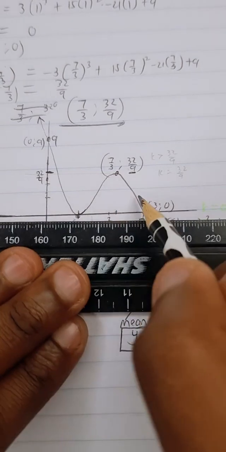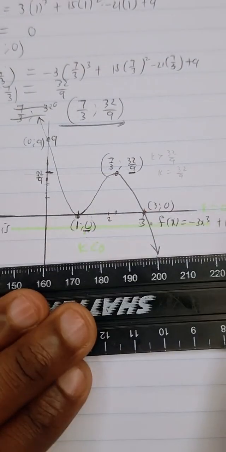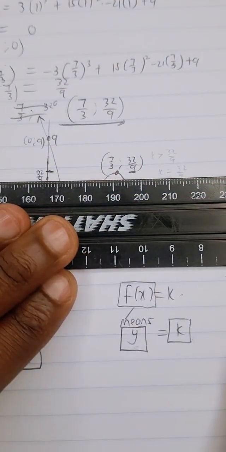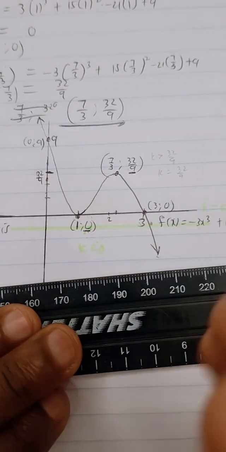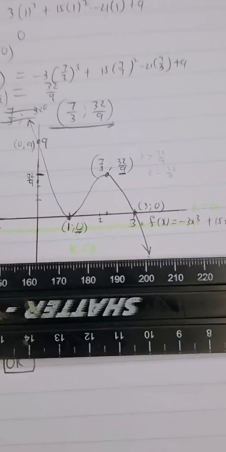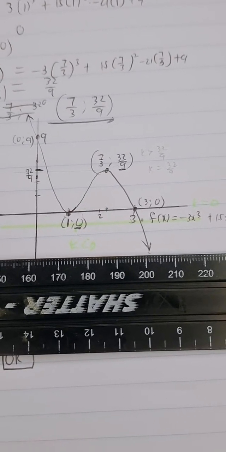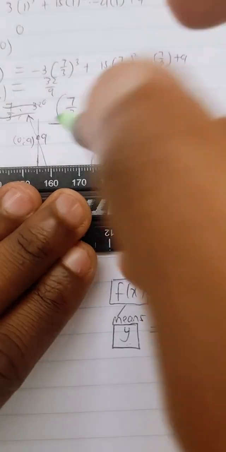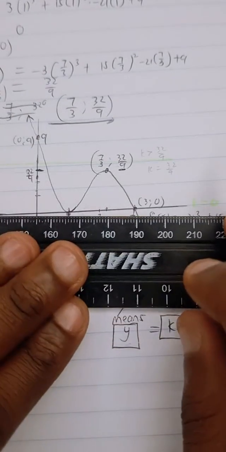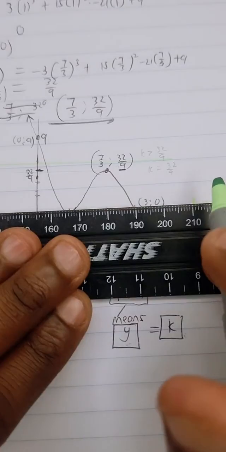K equal to 0 here is exactly 2. K less than 0 is exactly 1. And k greater than 32 over 9 is also exactly 1. But where do we have 3? I'm going to use a different marker to indicate where we have 3. So green means 1. K greater than 32 over 9 is 1. K less than 0 means 1.